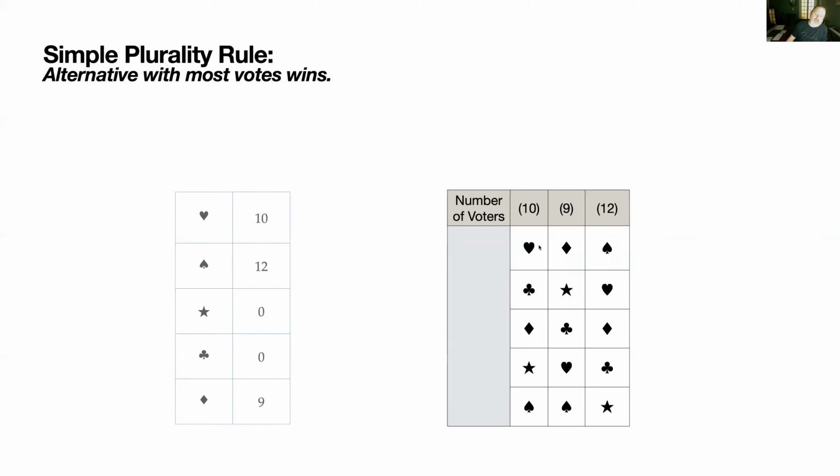So 10 voters are going to vote for hearts, 9 voters are going to vote for diamonds, and 12 voters are going to vote for spades. And you see I have the vote totals already over here. Nobody's voting for stars, and nobody is voting for clubs. So simple plurality rule, most votes wins, spades wins. All right, so that is simple plurality rule.